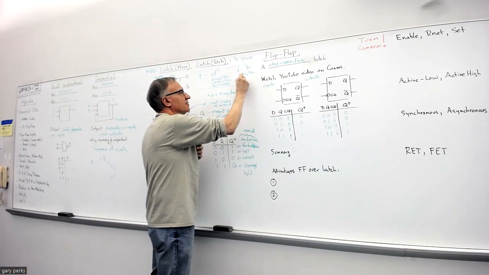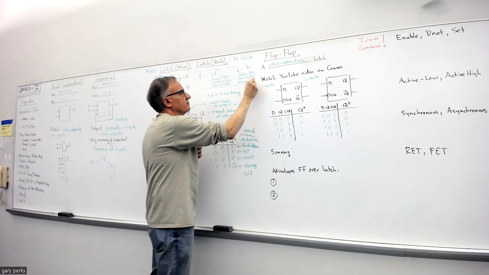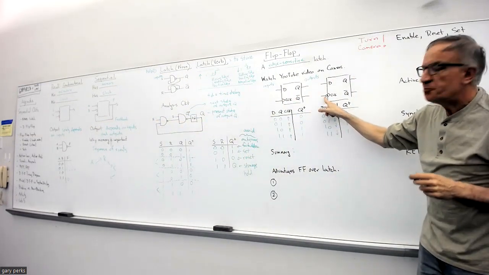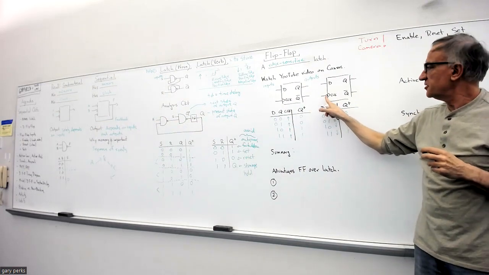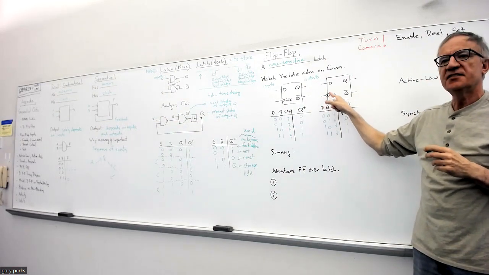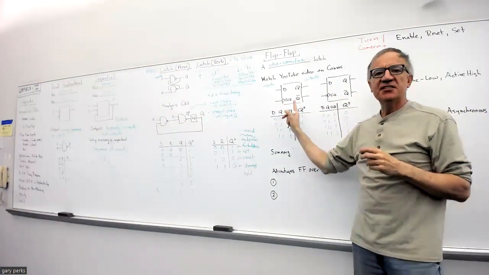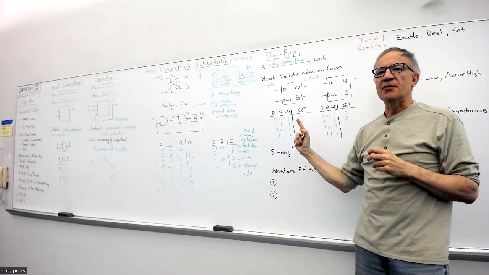Trailing edge. And negative edge. Okay, so you see that's what the little bubble indicates. The little bubble indicates that this is falling edge, right? The arrow going down, and no bubble means it's rising edge, arrow going up.